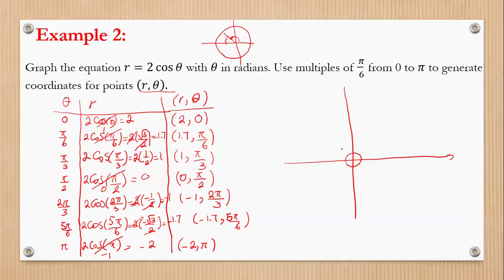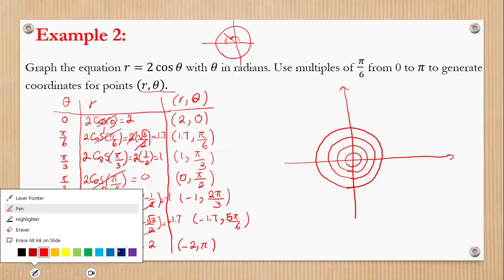One, two, three, 4. I don't think we need more. Okay. So the first point is 2 and 0. The angle is 0, which means there is no angle, and the radius is 2. So let me just show the points with a different color.